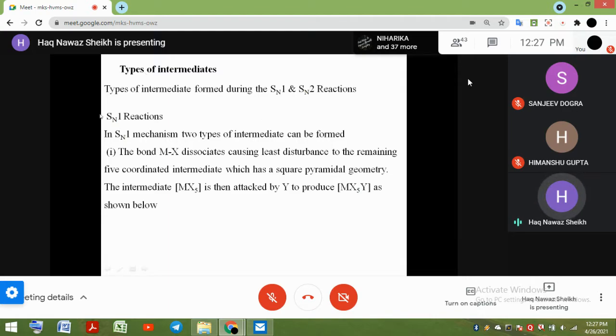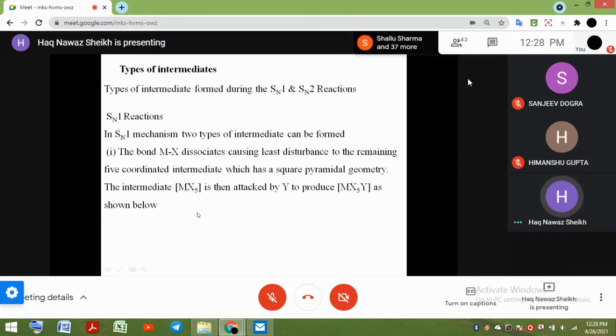Now, the types of intermediates formed during the SN1 mechanism. Two types of intermediates can be formed. If the bond M-X dissociates, causing least disturbance to the remaining five-coordinate intermediate, it is square pyramidal. So if there is least disturbance to the octahedron, then the intermediate must be square pyramidal. The intermediate is then attacked by Y and produces the product. So this type of intermediate must lead to retention of the configuration.